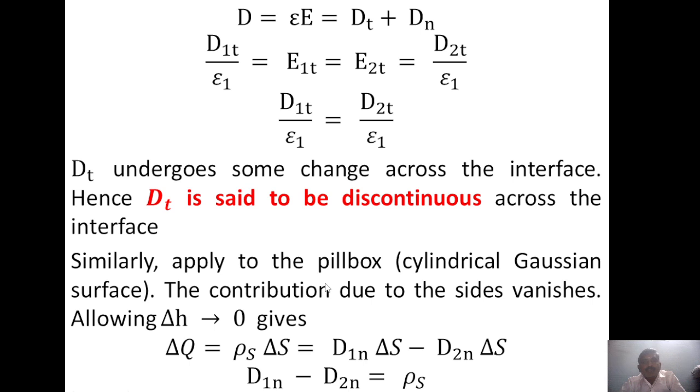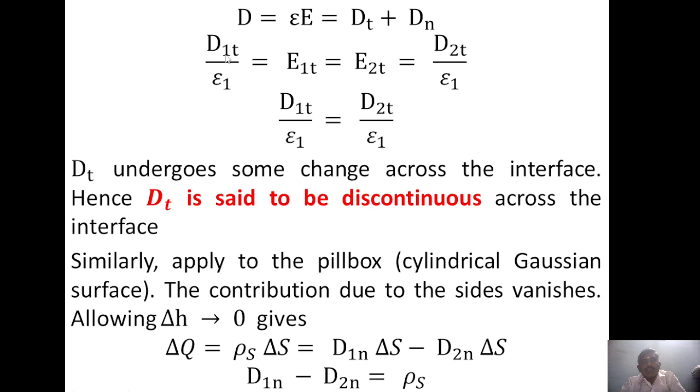Next, coming to the second boundary condition. According to our definition, we can write the formula for electric flux density: D is equal to epsilon into E. You can write it as the normal value plus the tangential value. Again, the formula is D equals epsilon E, so E is equal to D by epsilon. What we proved is E1t is equal to E2t.